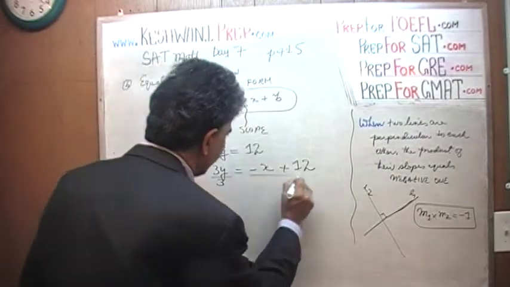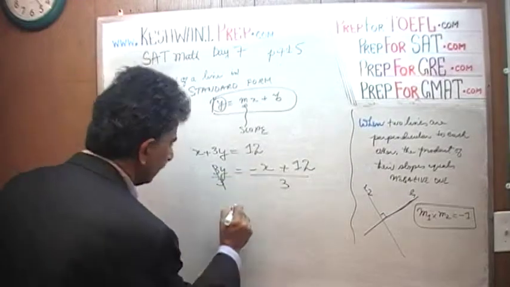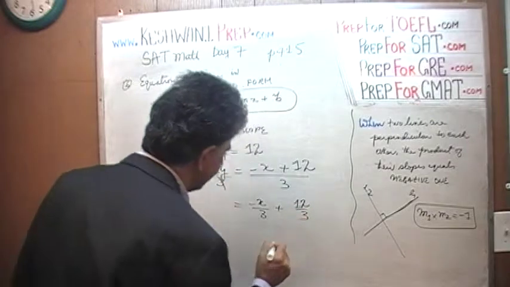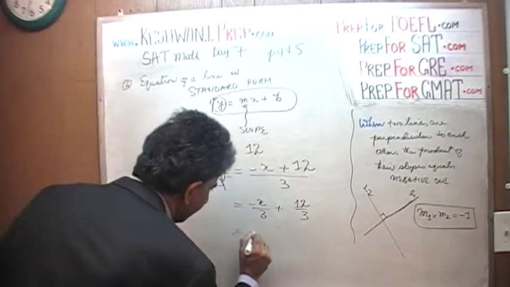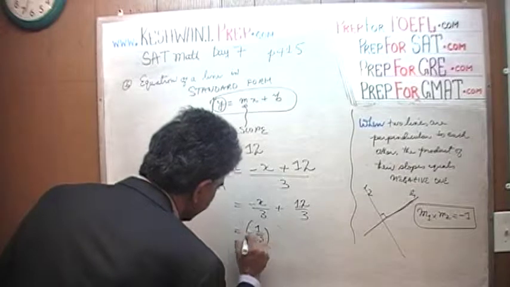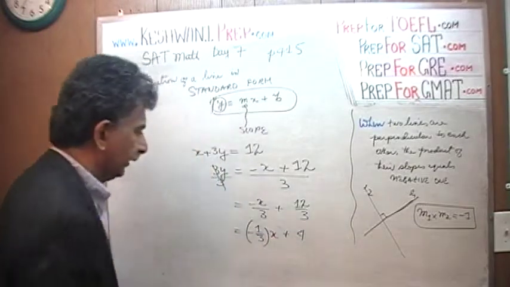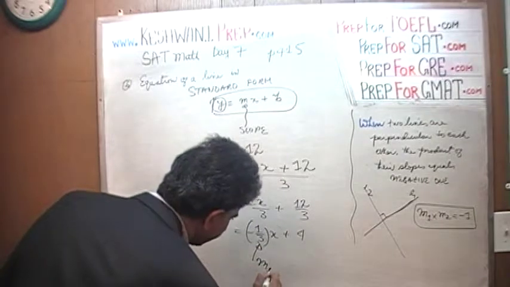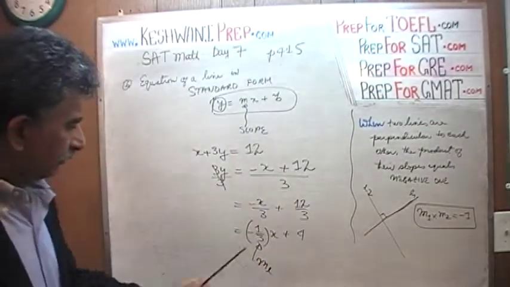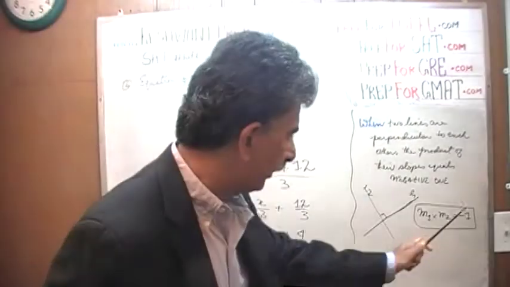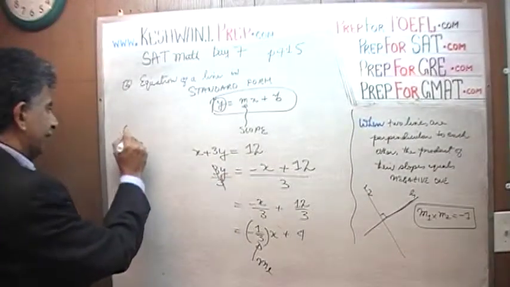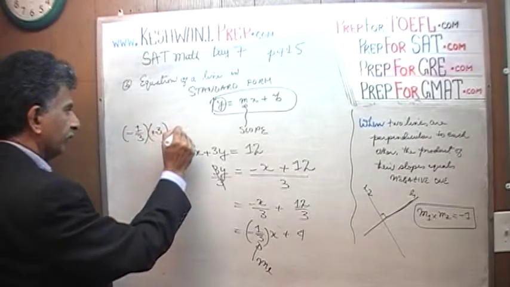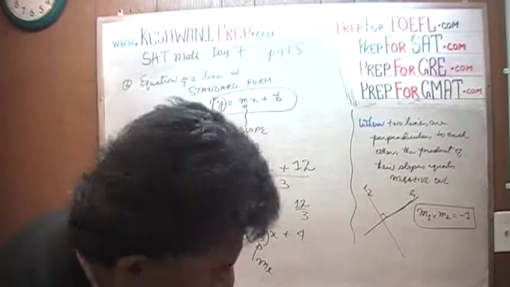We divide both sides of the equation by 3 because we want to get rid of this 3, and we end up here with -x over 3 plus 12 over 3. -x over 3 of course is the same as -1/3 x plus 4. That -1/3 is the slope of the line. Let's call it m subscript L. That's the slope of the line. Now because their product has to be -1, we should realize that -1/3 times a positive 3 is going to give us the -1 that we're looking for.